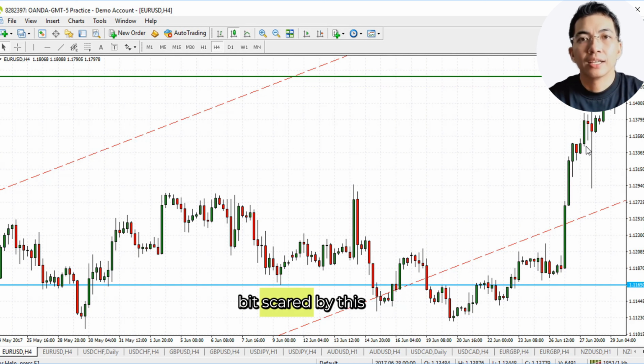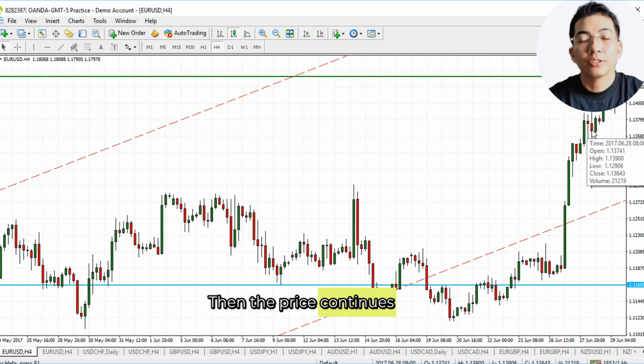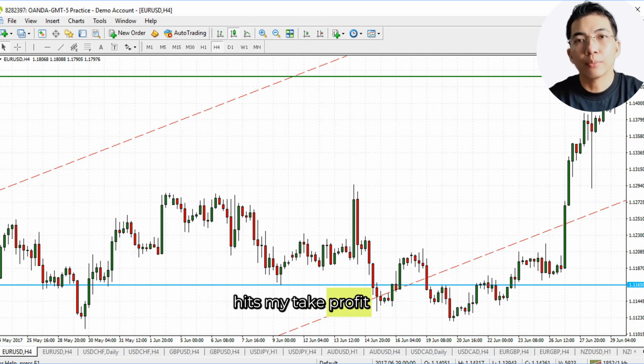I could be a bit scared by this candle. Probably it was a news that pushed the price down, but then it closes near the open, and actually this is another confirmation for me that buyers are strong on the market. Then the price continues to go higher and hits my take profit at 1.1435, giving me a reward that is almost 4 times my risk. So the trade has been successful. We haven't used any magic trick to analyze the market. We only used the chart and our brain, I will say.